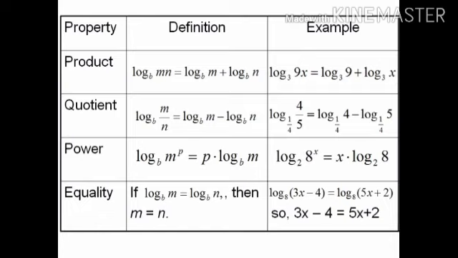Fourth property, equality. If log m base b is equal to log n base b, then m equals n. Example, log 3x minus 4 base 8 is equal to log 5x plus 2 base 8, so 3x minus 4 is equal to 5x plus 2. Some more properties of logarithms.